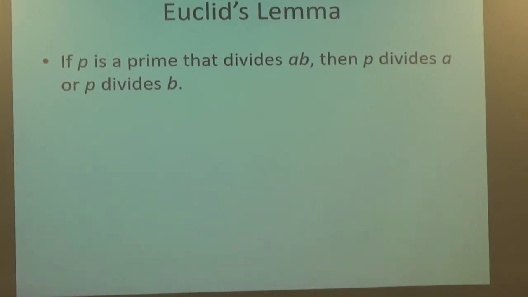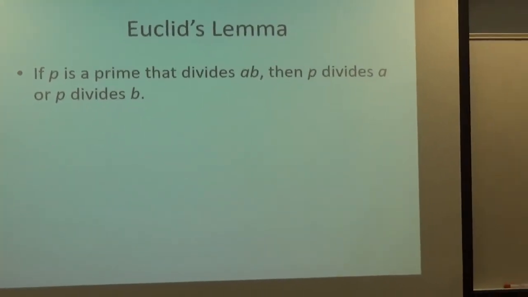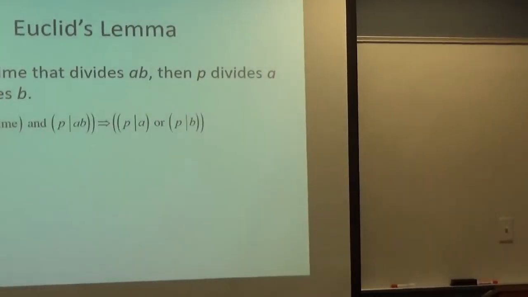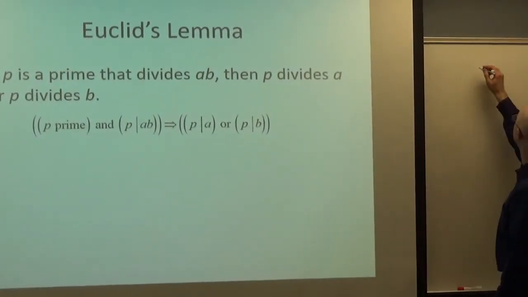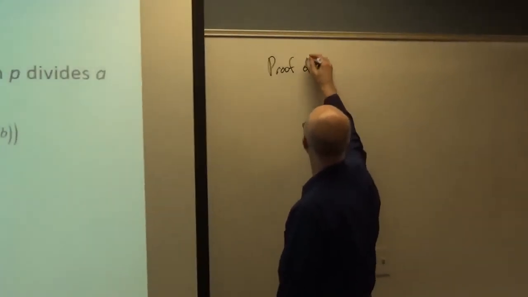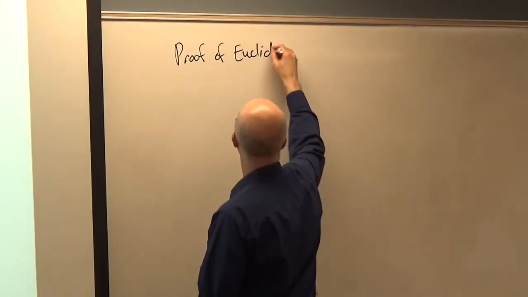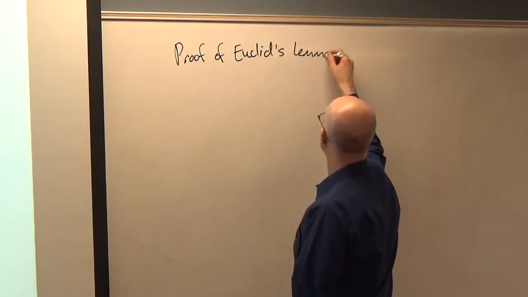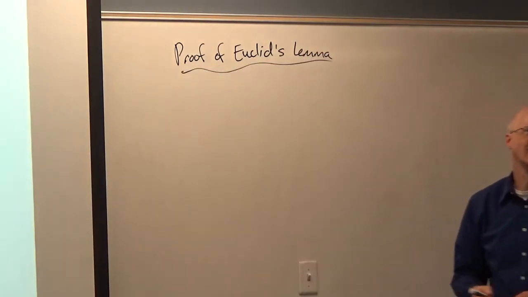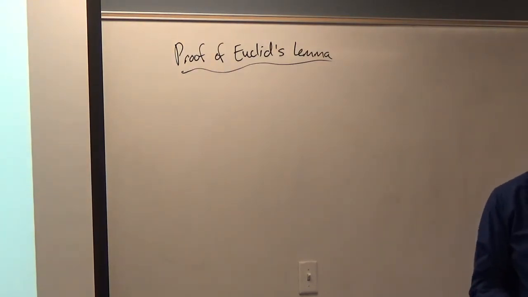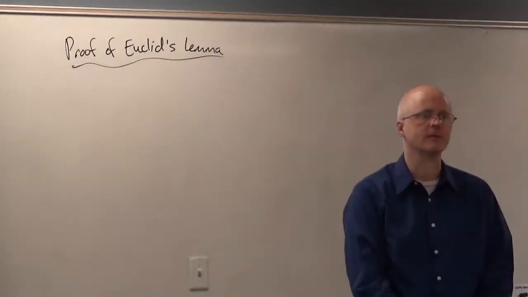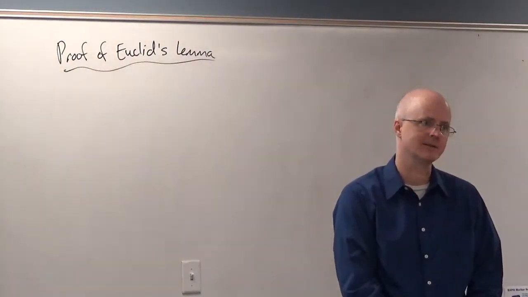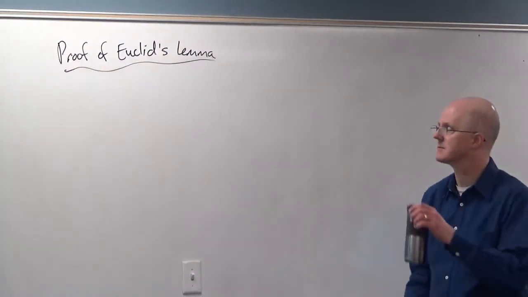If P is a prime, and it divides the product A times B, then it must divide either A or B. Symbolically, you can also write that like that. Lemmas, the word lemma basically means theorem, though often it's a theorem useful for proving other theorems more than anything else. It's sort of where the origin of the name lemma comes from.